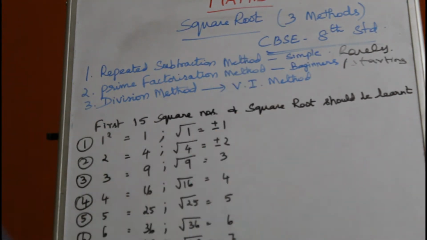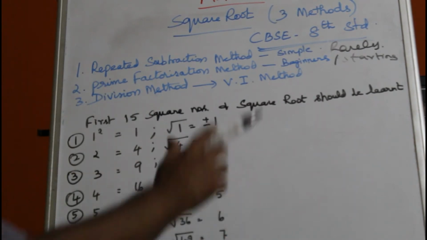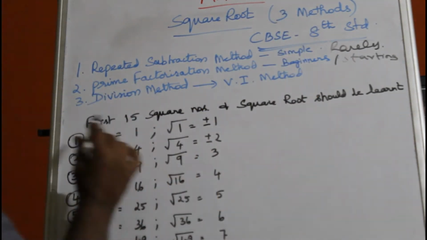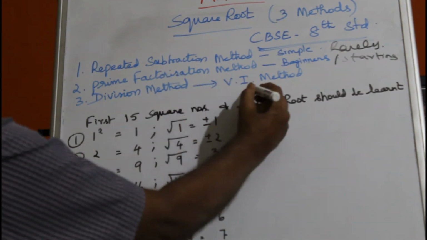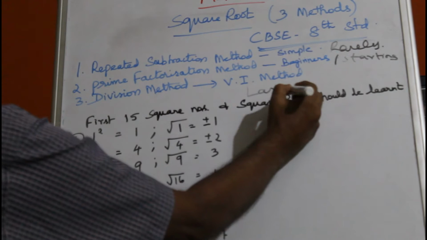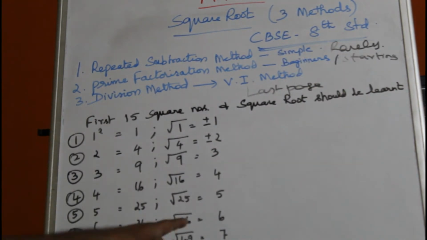It's a very, very important method, not only for 8th. Whenever you do square root in higher classes, 12th class, in college, everywhere they follow this method. Otherwise, they go to the calculator. To do the division method, those who are in the 8th standard, you must write the first 15 squares and learn them thoroughly. Write this on the last page of a notebook.